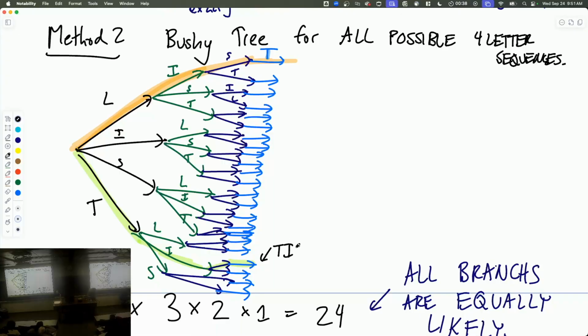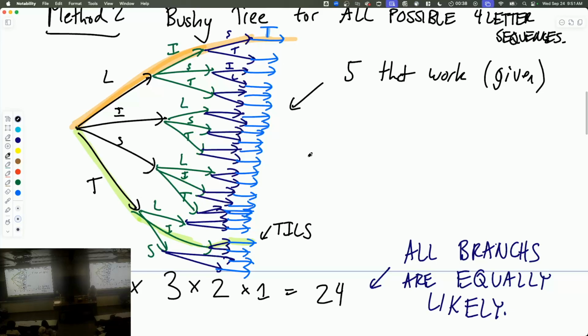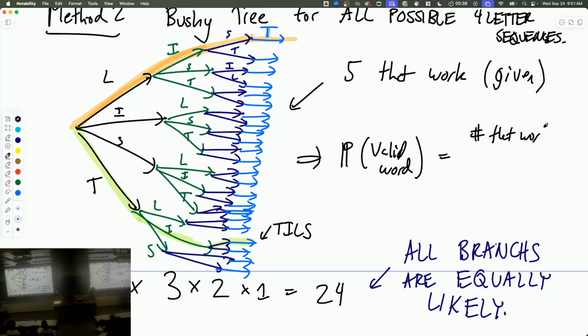So this would be the word tills coming out over here. And in fact, we know there are exactly 5 words that work. So I don't even need to highlight them. I can just think about them in my head. There's 5 different branches that are actual words. Some of them start by overlapping, but it doesn't matter. At the end of the day, there's 5 that work. That was given in the problem. And there's 24 total. That was the thing we said down here. So therefore, the probability of a valid word is the number that work divided by the total, which is 5 out of 24.